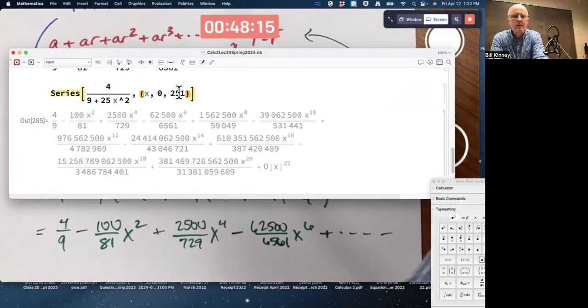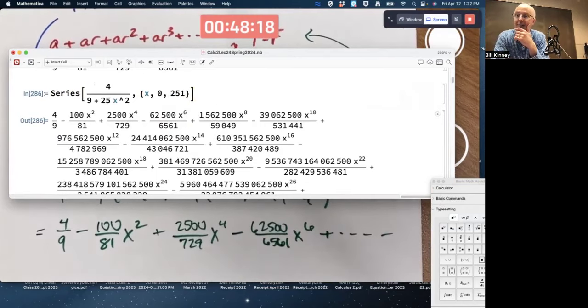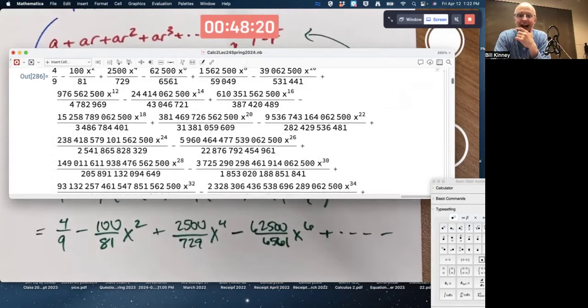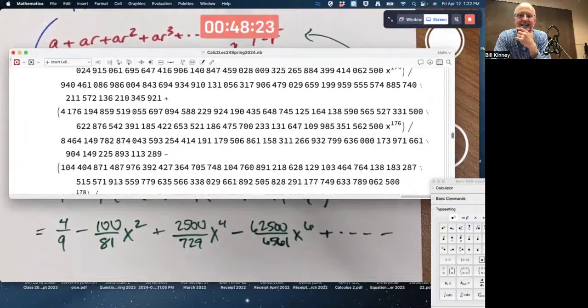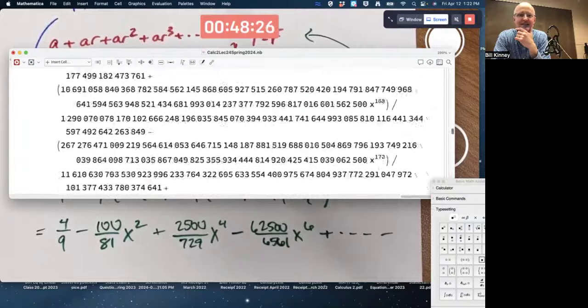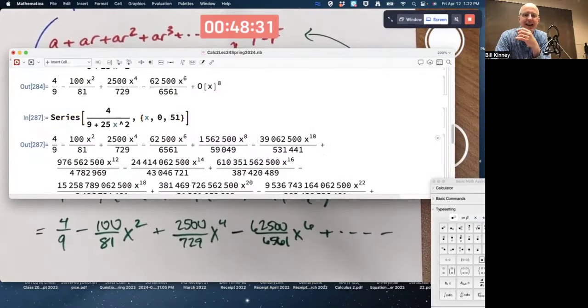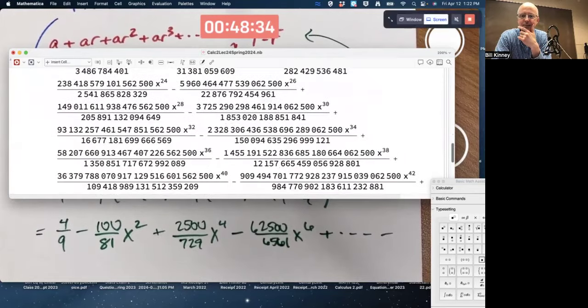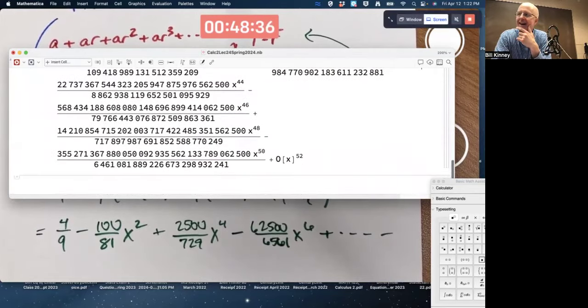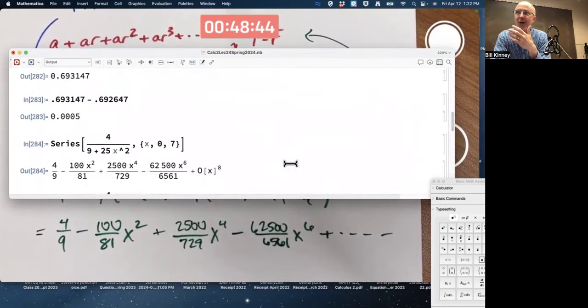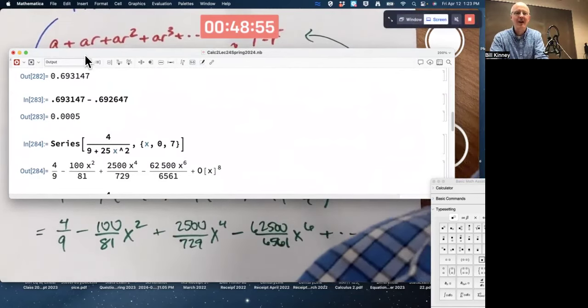Maybe even, you know. Oh, okay. It did it. I meant to do 51, but I did 251 there. Look at that. Those are humongous fractions. I'll go back to 51. We're through x to the 50th power. Okay, plus higher order terms. Okay, and again, they're only equal if you go out forever. They're really good approximations if you stop somewhere, if you truncate. All right, so we've done it right.